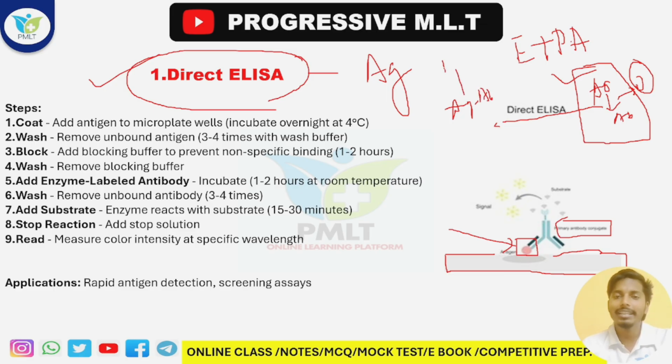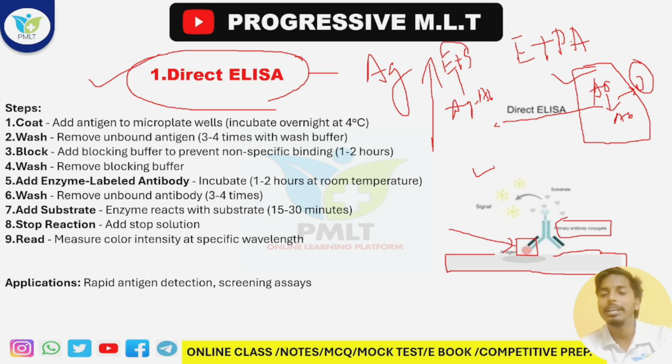After that, we add the enzyme's substrate. Yes or no? With substrate. This substrate helps the reaction with the enzyme and develops the color. And this color we will get. If the color is developed, it indicates that the particular antigen is present.